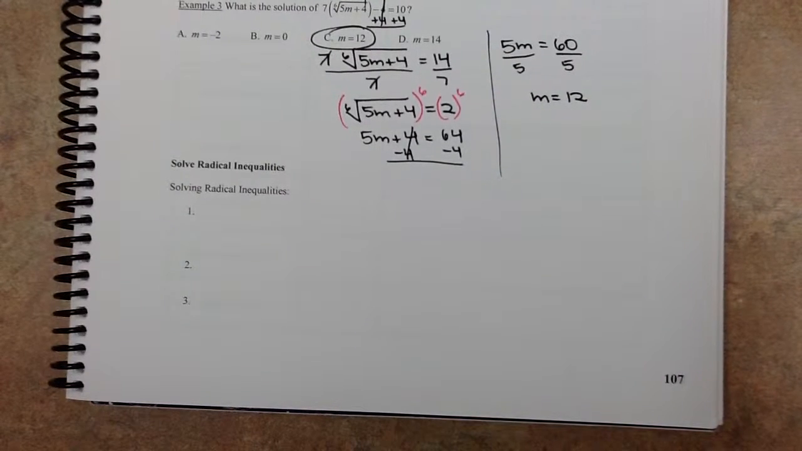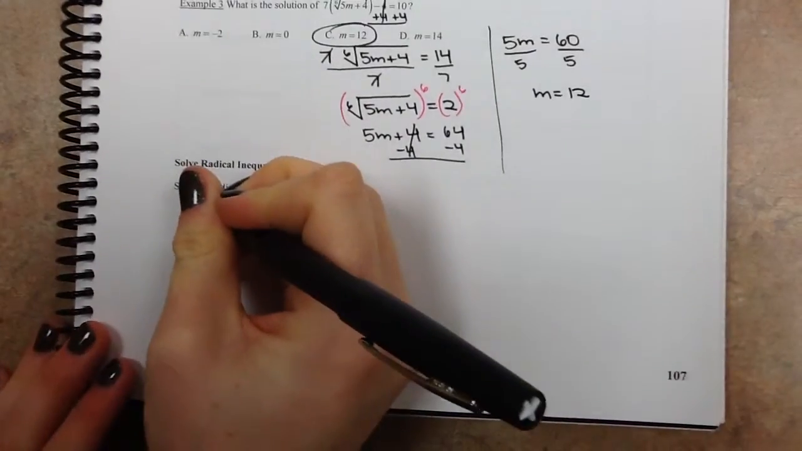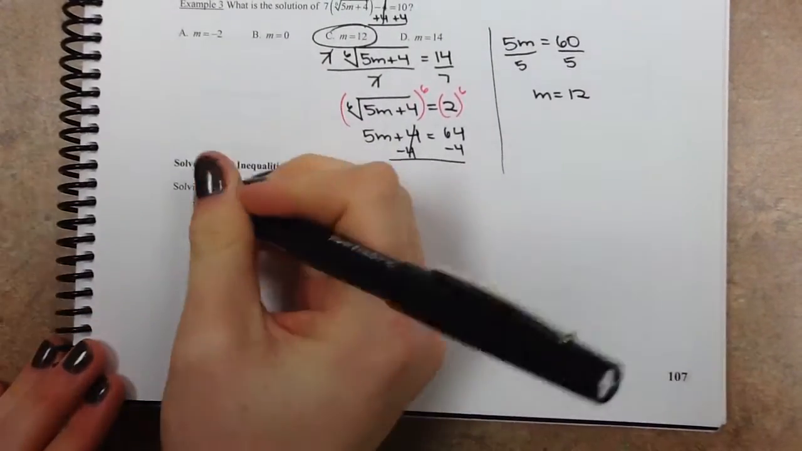Alright guys, in this last video of Chapter 6, we're going to be doing radical inequalities. So we just did the equations, now we're going to be doing the inequalities with the less than, greater than, less than or equal to, greater than or equal to. So here are your 3 steps that you're going to be following. First step is you need to identify any domain restrictions before you even start trying to solve.